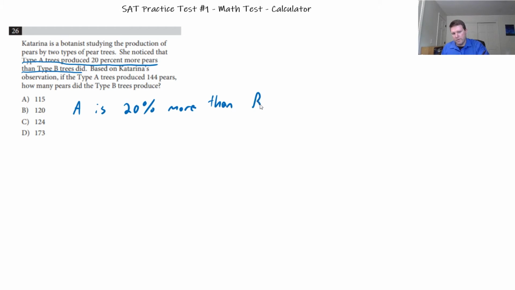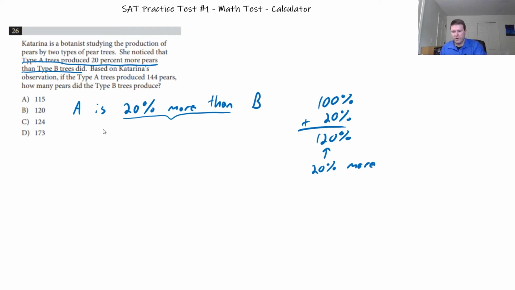The 20% more than, if you remember from number 20 in this section, it's easier to instantly add or subtract a percentage by using a percent multiplier, okay? So instead of finding what 20% of B is and then tacking on another 20% to find out what A is, you'll want to just look at it as 100% plus 20% is 120%. This is how you code 20% more. So A is 120% of B, is the way you can understand that.